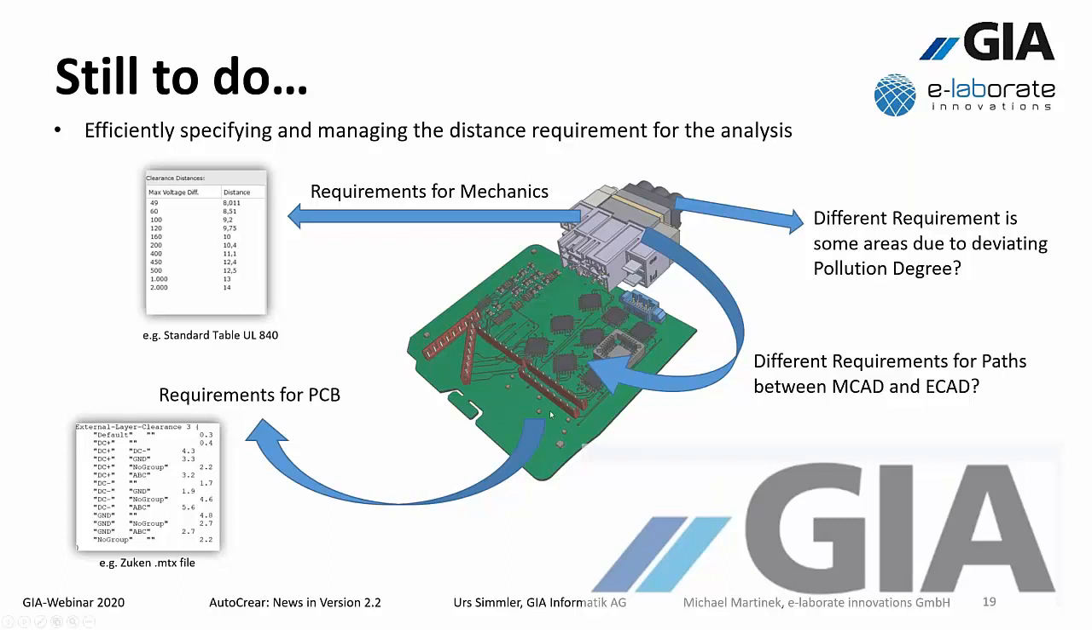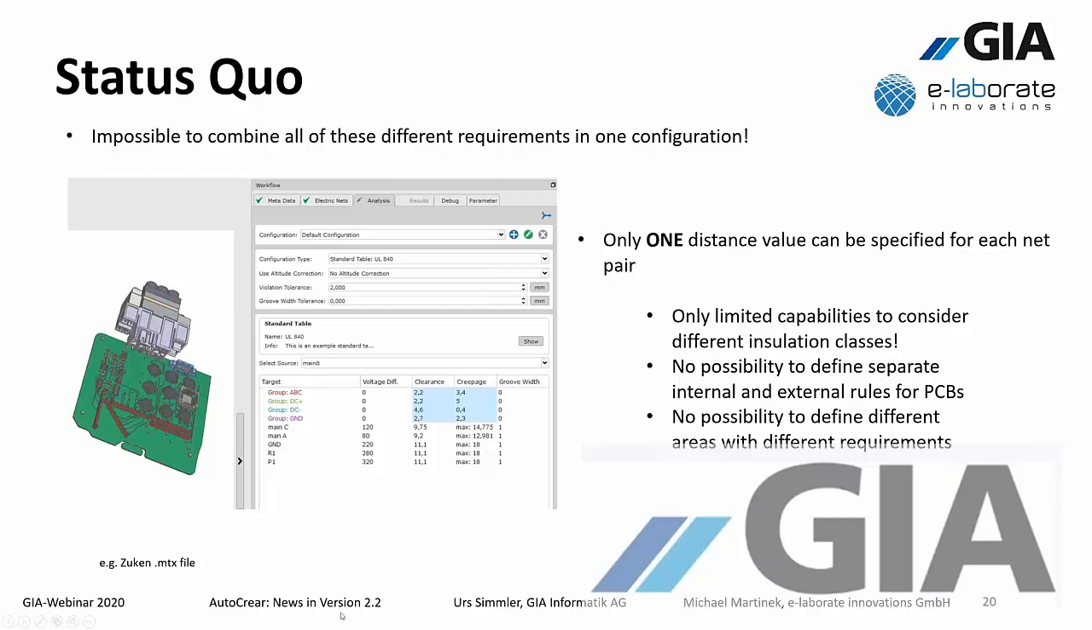For example, for PCBs, you have a different distance requirement for the external layers than for the internal layers. So between one and the same net pairs, you have different requirements depending on the geometry. And this is also something which is not possible in the current version. We only can introduce, or this is the status quo.